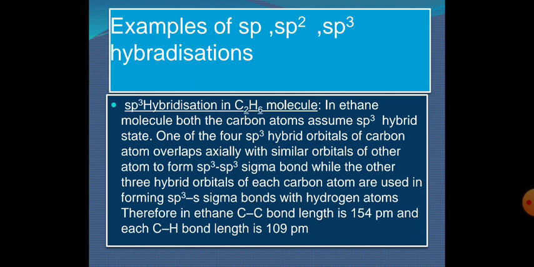One of the four sp3 hybrid orbitals of a carbon atom overlaps axially with a similar orbital of the other atom to form an sp3-sp3 sigma bond, while the other three hybrid orbitals of each carbon atom are used in forming sp3-s sigma bonds with the hydrogen atoms. Therefore, in ethane, the carbon-carbon bond length between the two carbon atoms will be 154 picometer, and each carbon-hydrogen bond length is 109 picometer.